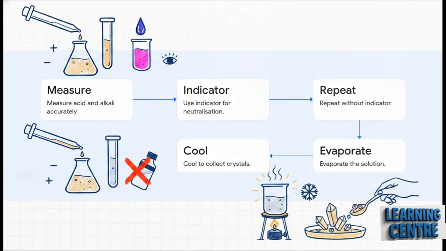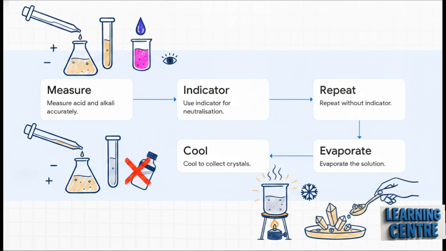So, how do we get around that? We use a highly precise laboratory technique called titration. First, we measure the acid and alkali perfectly. Then we add an indicator, a chemical dye that changes color, so we can pinpoint the exact microscopic drop where neutralization happens. But catch this, that indicator dye actually taints our beautiful salt.